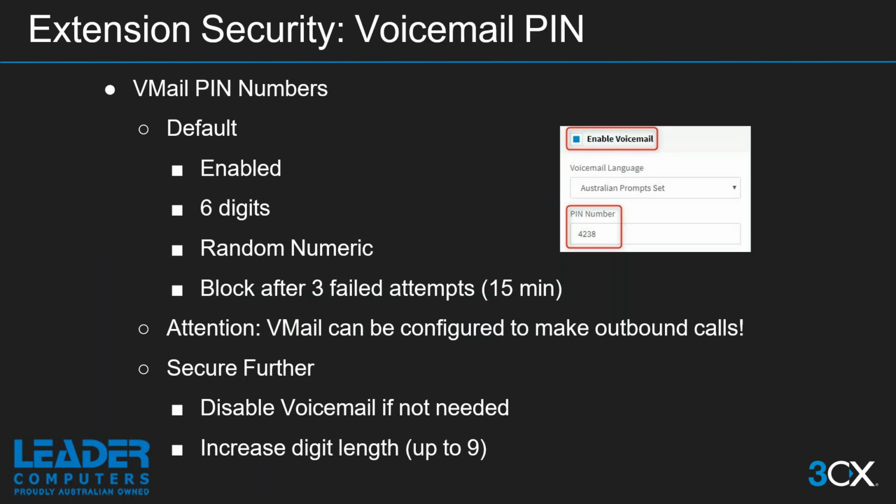And also, with the anti-hacking feature, if there are 3 failed attempts, 3CX will automatically block the voicemail inbox for up to 15 minutes. Voicemail can be configured to make outbound calls, so you need to make sure you have a secure PIN, not 1234, 123456 and things like that. To secure further, if the user is not using voicemail, just disable voicemail.